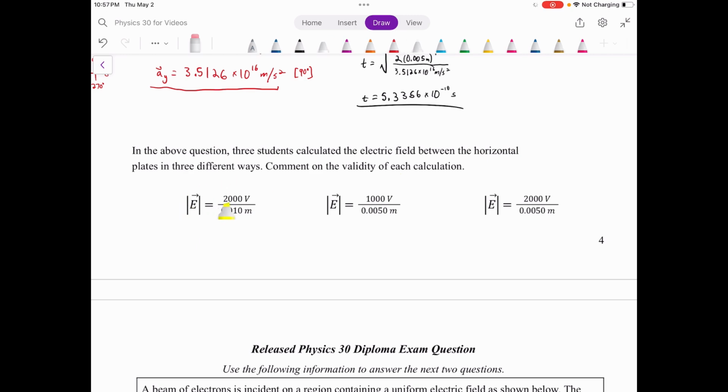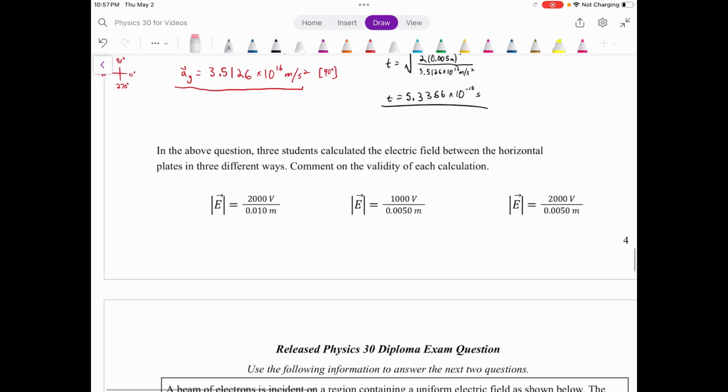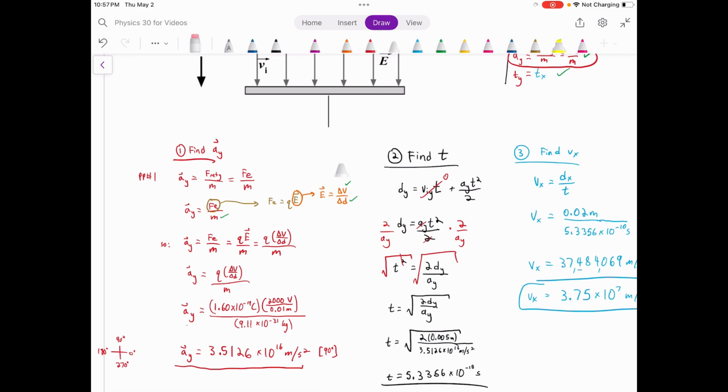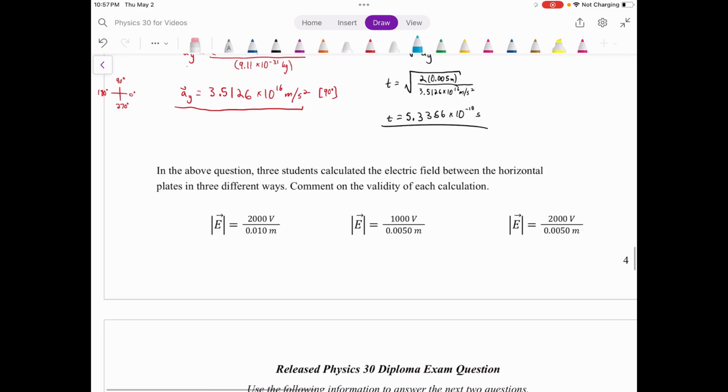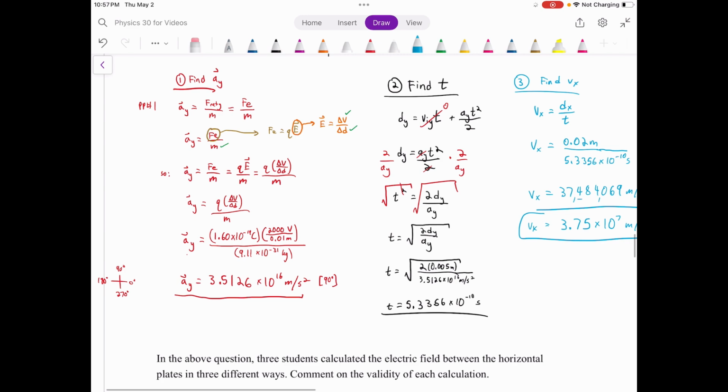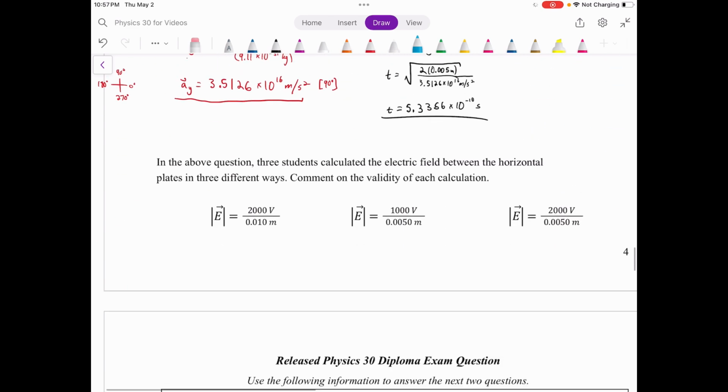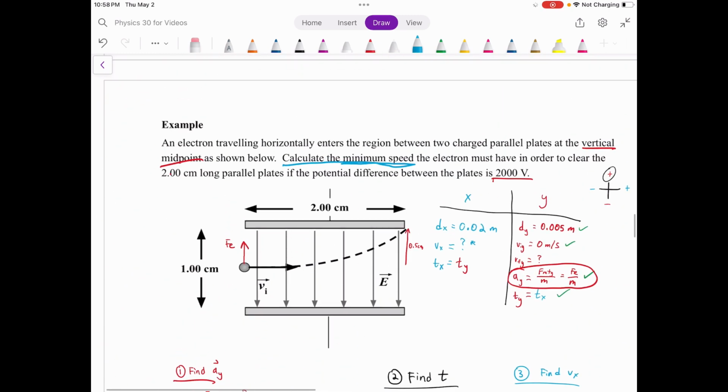So let's look at student 1 here. Clearly they're all using the correct formula for the electric field, potential difference over the distance between the plates. Well, I should say the distance between the 2 points we're comparing. That might be between the plates, but it could be different as well. So these students have used 2,000 volts and a distance of 0.01 meters, which is just 1 centimeter. So they've used the whole voltage across the plates, and they've used the whole distance across the plates.